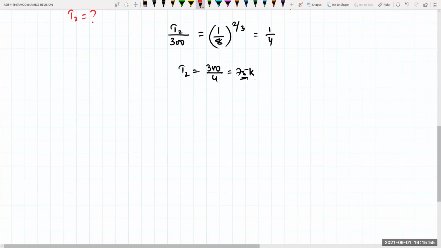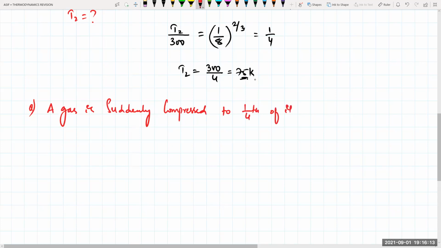Next question. Say for example, a gas is suddenly compressed to 1/4 of its original volume. 1/4 of its original volume. Okay. What is the rise in temperature?